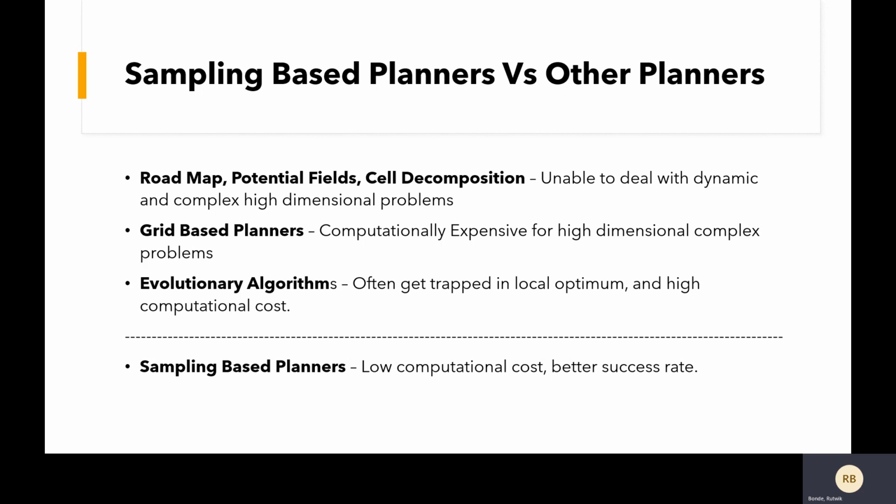Whereas sampling-based planning approaches are the most influential advancement in planning. Major advantages of sampling-based planning are the low computational cost, applicability to high-dimensional problems, and better success rate for complex problems. Sampling-based planners are probabilistically complete, that is, they find a solution if one exists, provided infinite runtime.